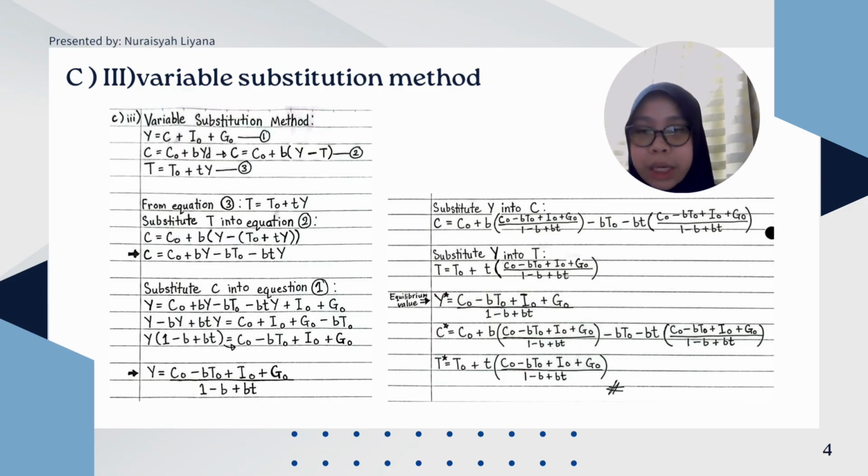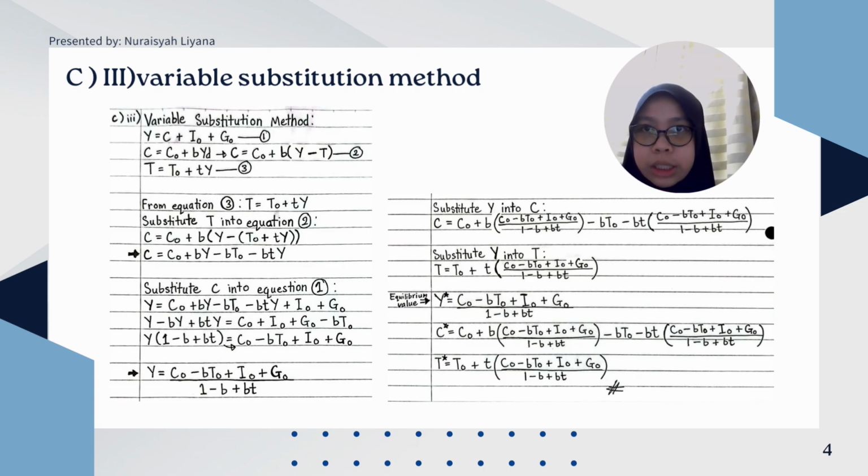equal to C plus I0 plus G0, and C equal to C0 plus b, open bracket, Y minus T, close bracket, and T equal to T0 plus tY. Okay, next, we need to substitute equation 3, the tax equation, into the consumption function, equation number 2.